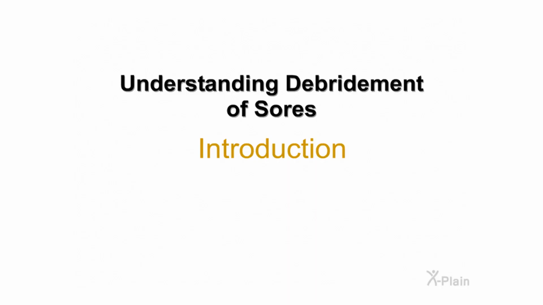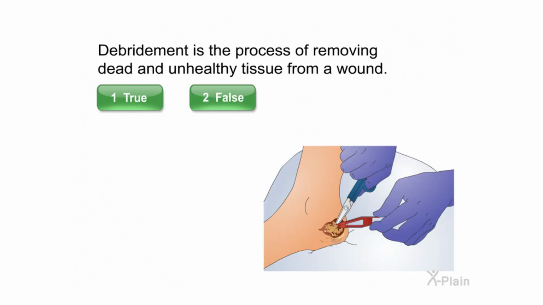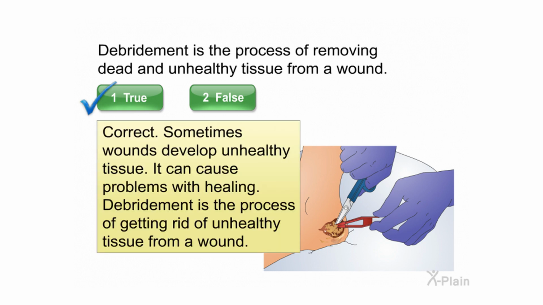Understanding Debridement of Sores. Introduction. Debridement is the process of removing dead and unhealthy tissue from a wound. Select true or false. Correct. Sometimes wounds develop unhealthy tissue. It can cause problems with healing. Debridement is the process of getting rid of unhealthy tissue from a wound.